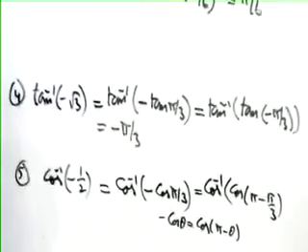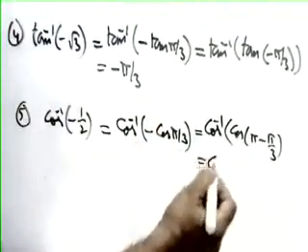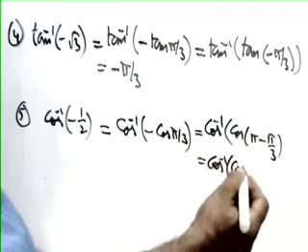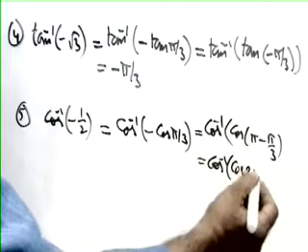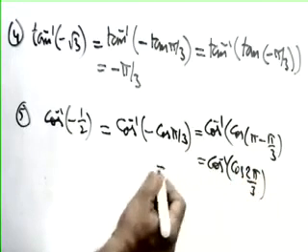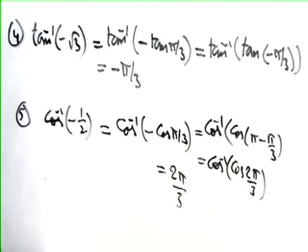Okay, so let me take LCM here. What is left here if you take LCM? Cos inverse of cos. If we take LCM 3 into pi, 3 pi. 3 pi minus pi will be 2 pi by 3. So cos inverse will get cancelled. What is left here? 2 pi by 3.